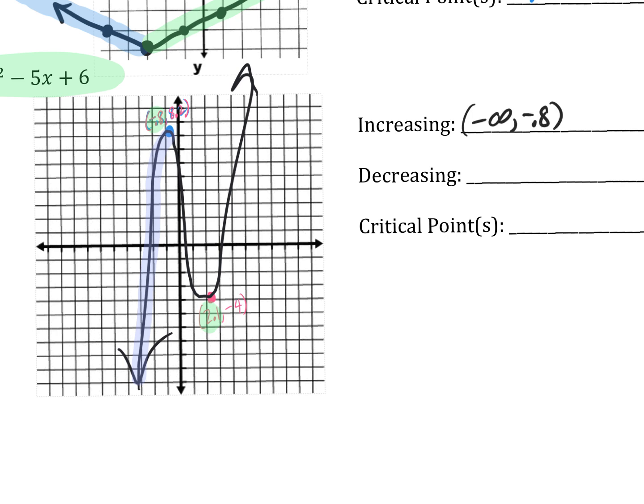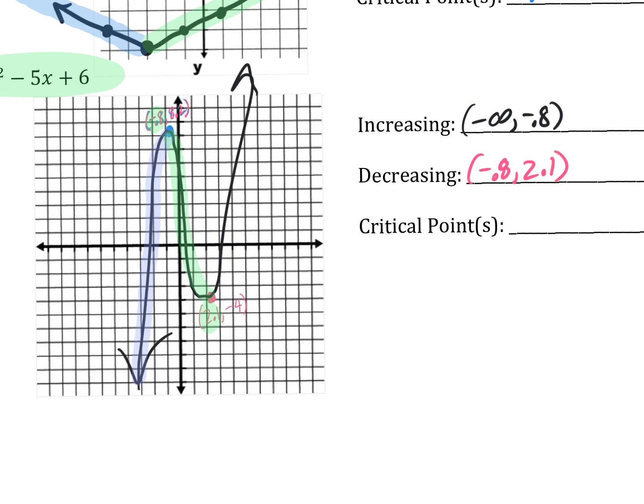Love it. Agreed. Then my function does this, and does what in green? Decreases. My y value went from 8.2 to -4. That's a decrease. From what x to what x? Love it. -0.8 to 2.1.